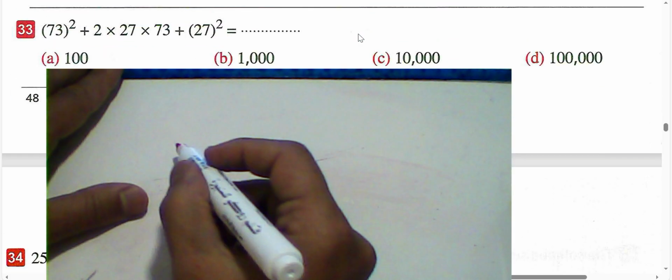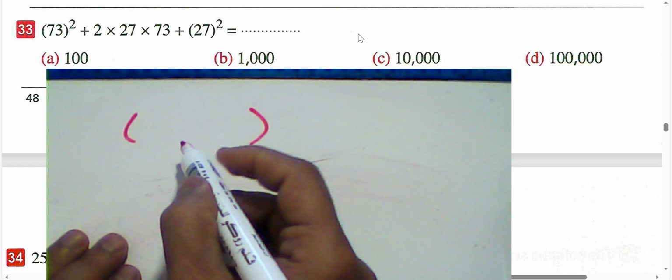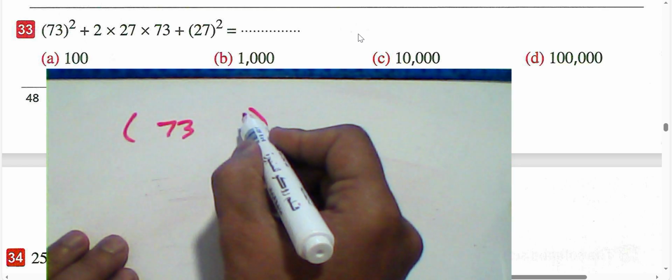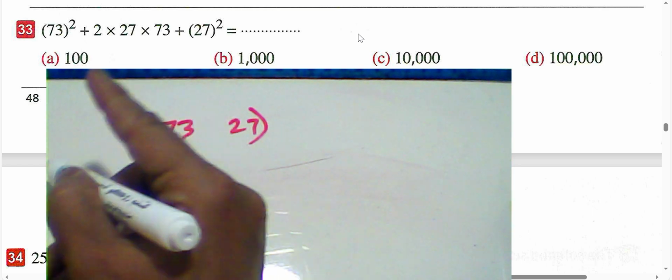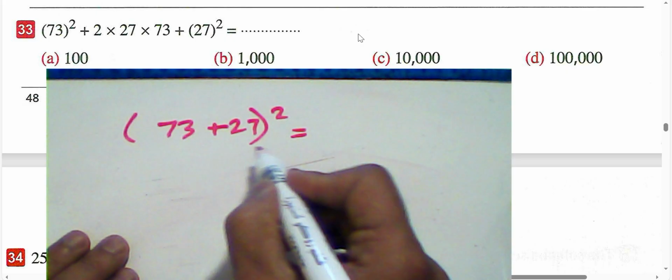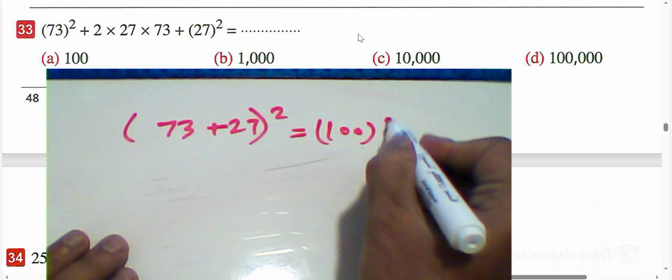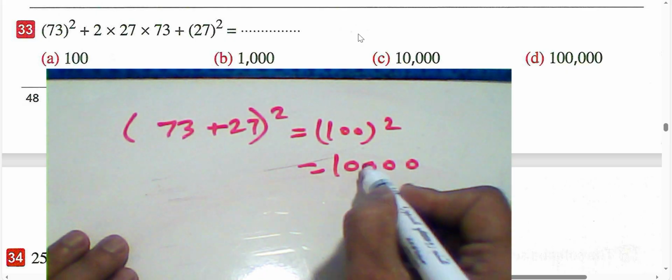Solution set 6. We can factorize the expression by also factorizing the square root of the first and the third, and the sign of the middle, and the power 2. Then this number will be 100. 100 power 2 will be 100 times 100, which is 10,000.